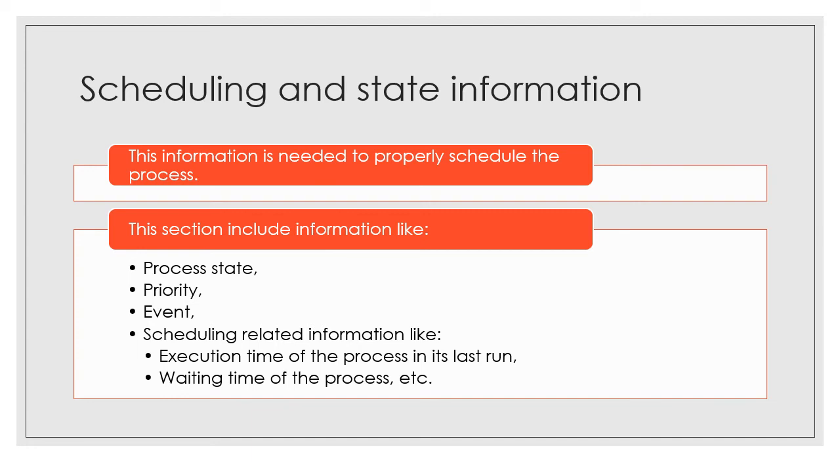Consider a scheduling algorithm which selects the process with the smallest running time to be dispatched to the processor. For this algo to execute, we will need the last running times of all the processes in the queue. Only then we will be able to pick the process with the shortest running time.